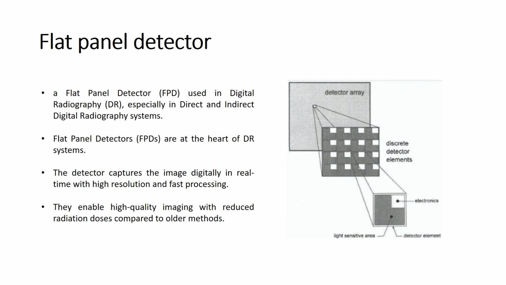Let us discuss the detector. Under detector, we are using a flat panel detector. The flat panel detector, which is used in digital radiography, especially in the direct and indirect digital radiography systems, is the heart of the digital radiography system. That means it is the main component of the DR system.